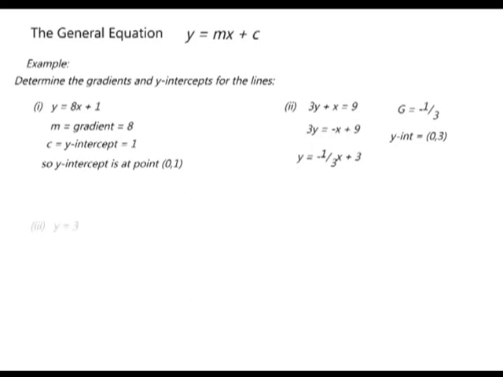How about the equation y is equal to 3? Now this is the same as y is equal to 0x plus 3. The gradient is 0 and the y-intercept is (0, 3). That line is parallel to the x-axis, so it doesn't have a slope. What about y is equal to x? This is the same as y is equal to 1x plus 0. Gradient is 1 and y-intercept is at (0, 0).